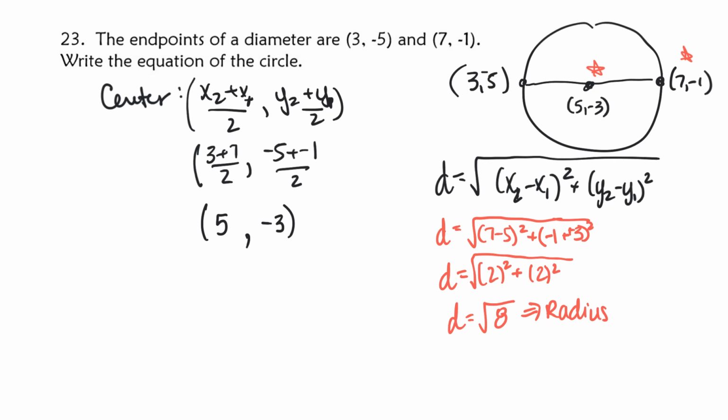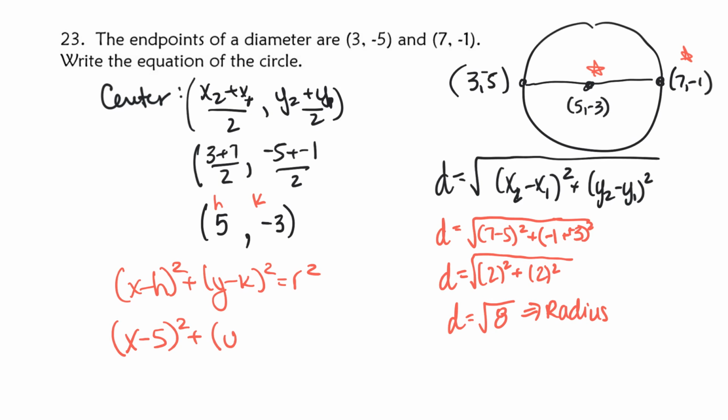All right, so our formula is the quantity of x minus h squared plus the quantity of y minus k squared equals the radius squared. Remember, this is my h and my k. So we have x, I want the opposite of h, so minus 5 squared plus y plus 3 squared equals my radius squared, so the square root of 8 squared is 8.